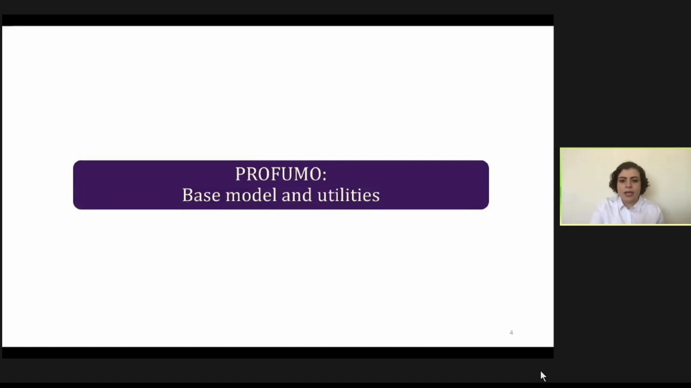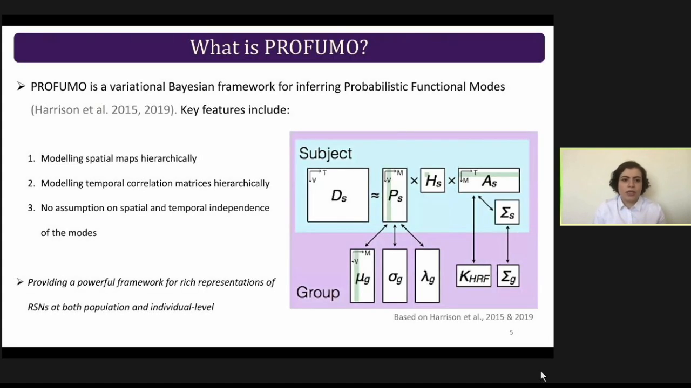Before I go into the detail of the proposed model and results, I'm just going to make a quick dive into PROFUMO and its utilities. So PROFUMO is a variational Bayesian framework that infers RSNs hierarchically, meaning that it allows for both top-down regularization of the RSN parameters from using group-level priors, and also bottom-up regularization of the parameters using single-subject decomposition. And by iterating between group-level and subject-level estimation, the model continues until convergence.